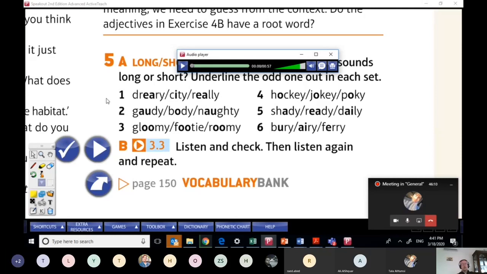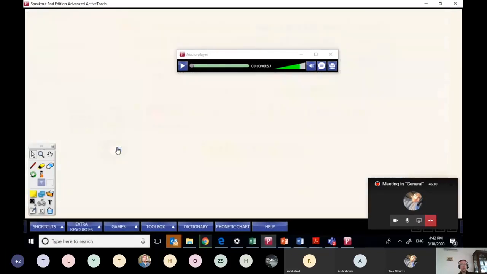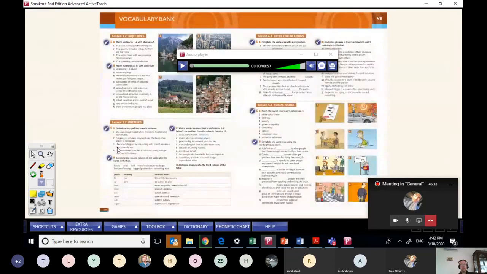Okay, and you could have noticed when they are reading the three words together, there was one word that had a different sound than the other two. But we're not going to concentrate on that. You guys, to be honest, have quite nice pronunciation. So if I notice a problem, I'll just help you out if you say a word wrong. Let's go to page 150.